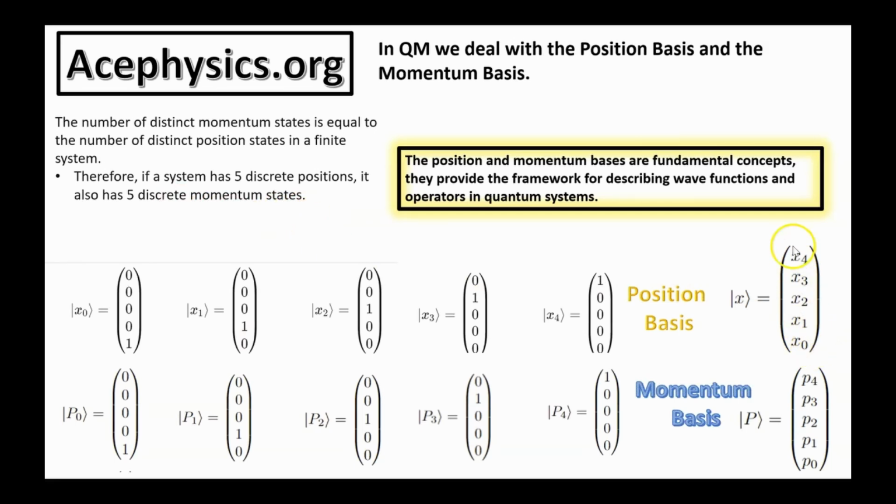And recall the position basis, these numbers tell you what position it's at. So this would be that you're at position 1 and position 2 and so on. There's also the momentum basis. Now the vector components tell you the momentum of the particle. This vector would represent a particle with 0 momentum. This vector would represent a particle with 1 unit of momentum. So that's the way that you interpret the position and the momentum.